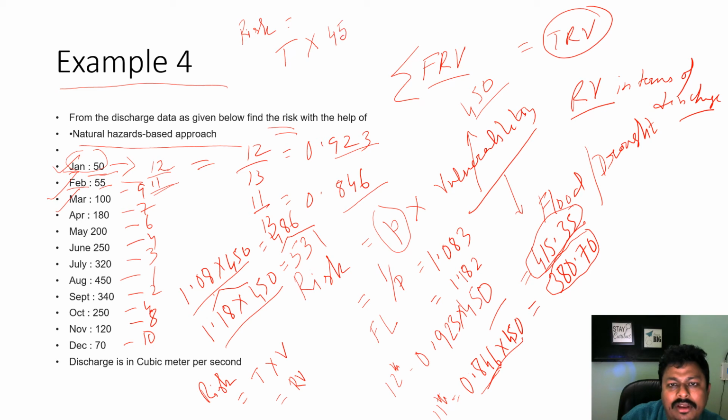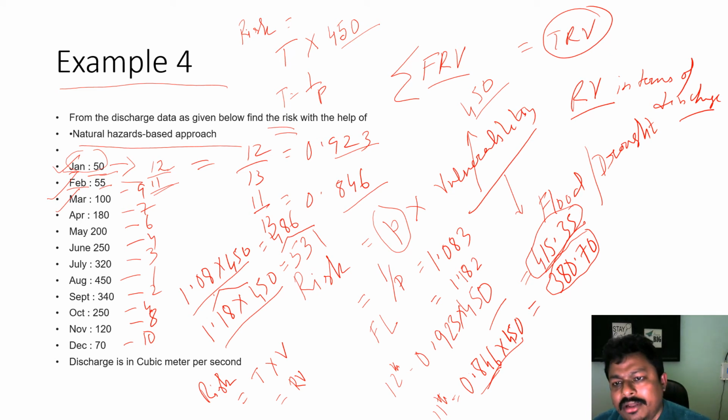Here the highest value is 450. So we multiply the return period of each of the discharges with the 450. And what is return period? It is 1 by P. So this is the way, and your answer should show the risk values of all your discharges.